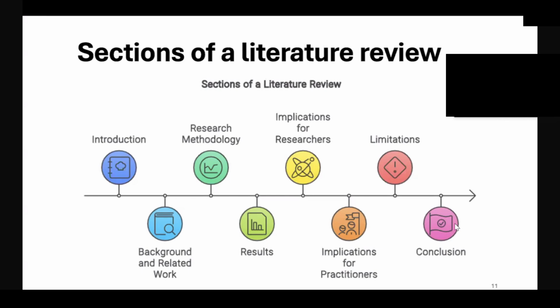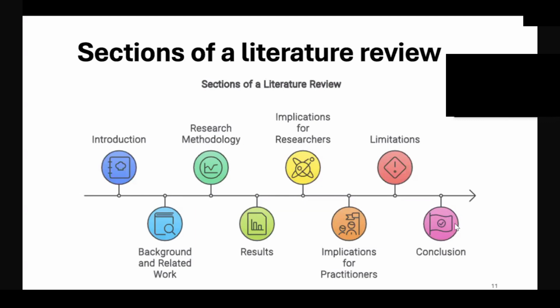Next, we have implications for researchers. This is again a very important part of a literature review, where we identify gaps, that is, where the gaps are in this particular field of study that future researchers can fill. Next, we have implications for practitioners. In any field, for example, artificial intelligence, there are findings that are relevant for researchers, and there are findings that are relevant to practitioners. For example, there is a certain security vulnerability that is common among many AI applications, and that the practitioners need to be aware of.